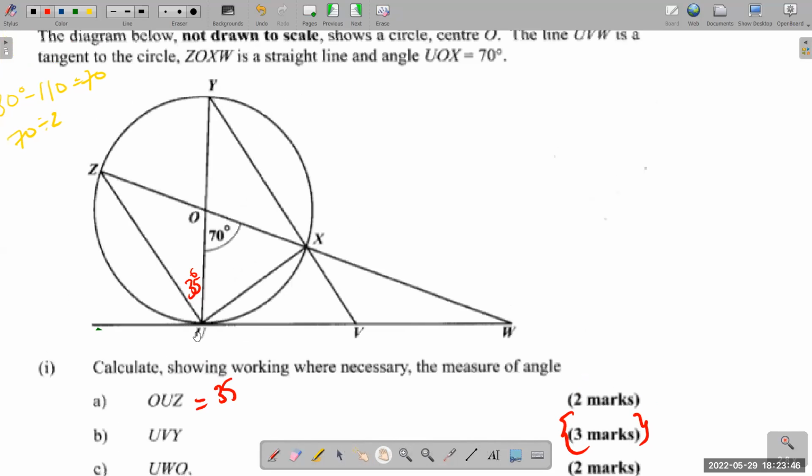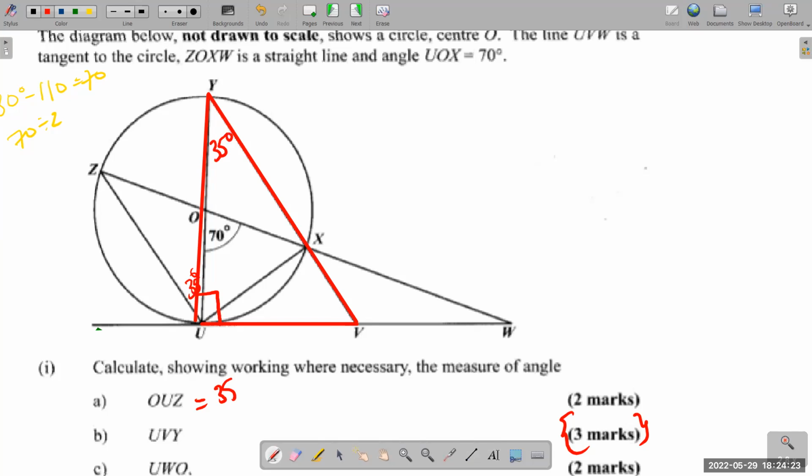UVY. Where is that? Look at it now. But guess what? That isn't easy for us. What triangle does that fall inside of? That is in a 90-degree angle. So how do we know this is a 90-degree angle? From here to here is the radius. So that's 90. You have to tell them that you know up here is 35.